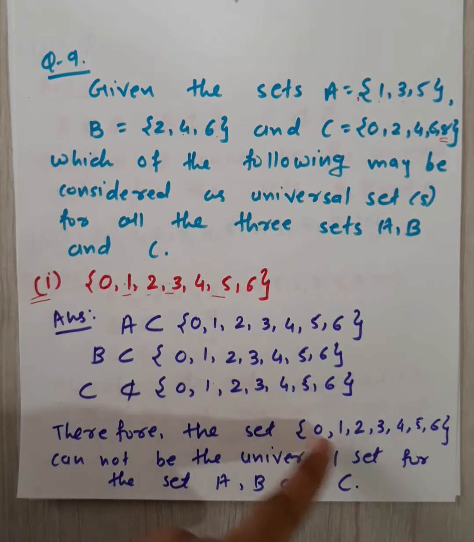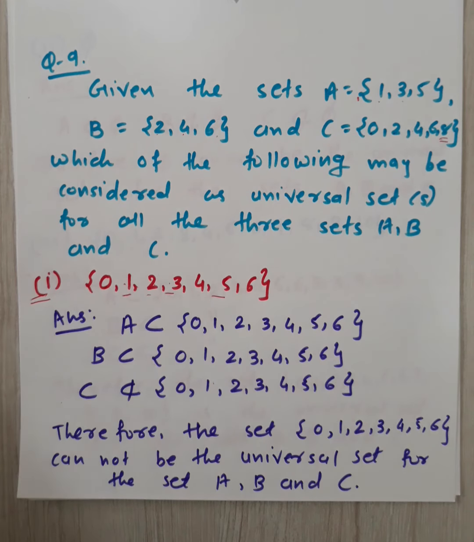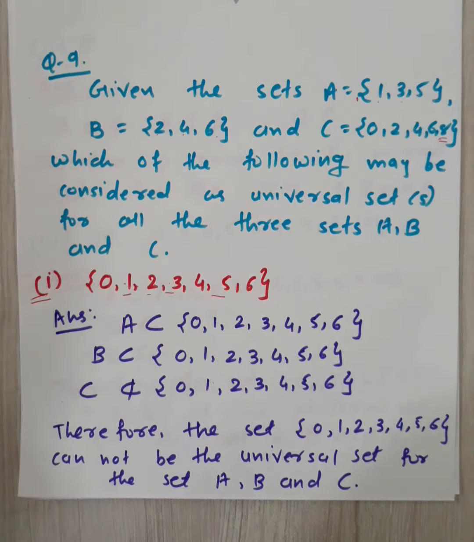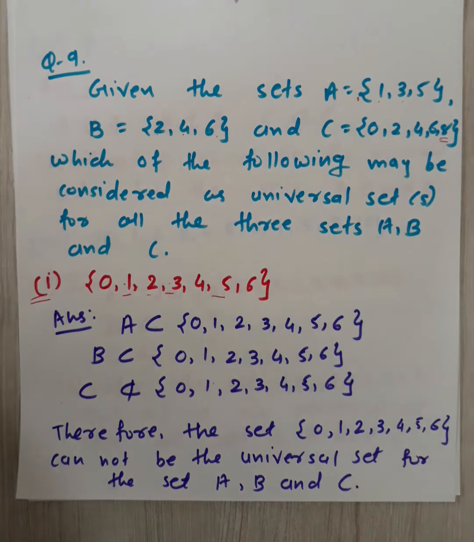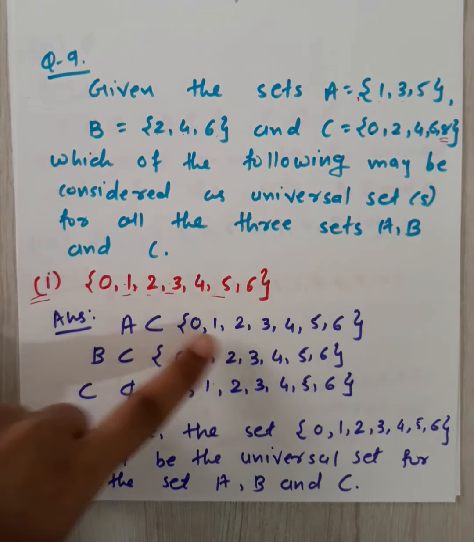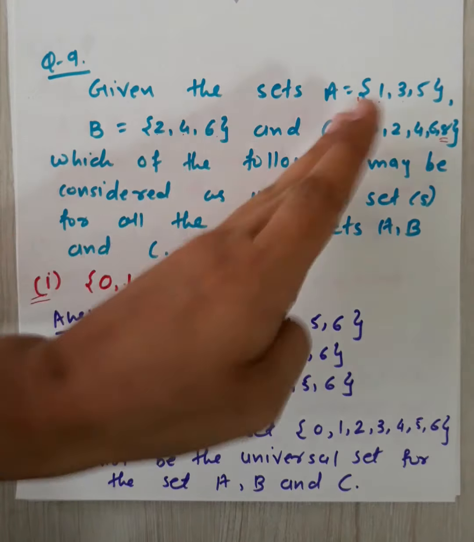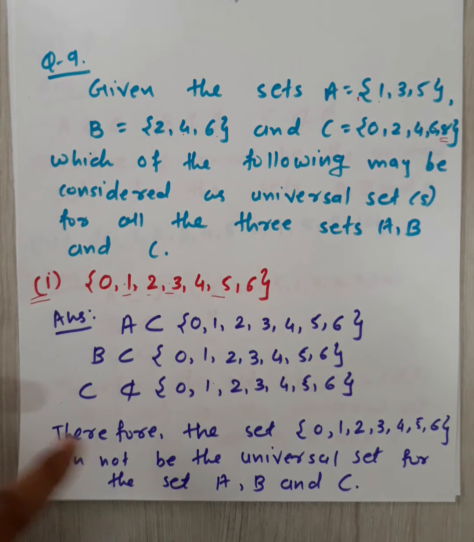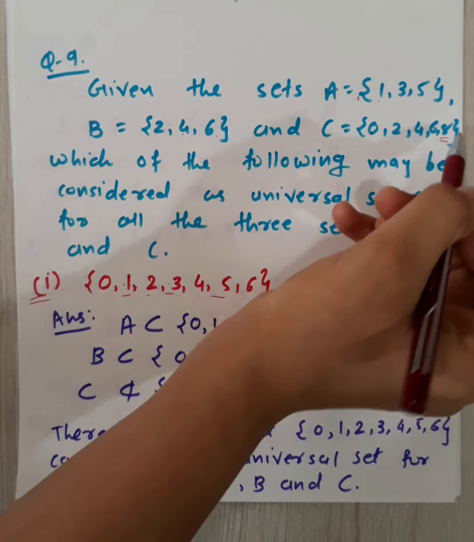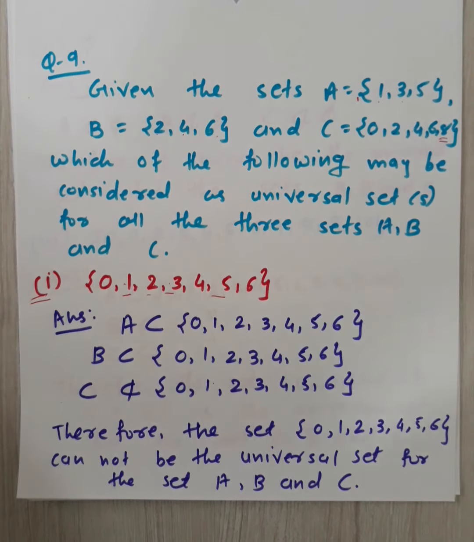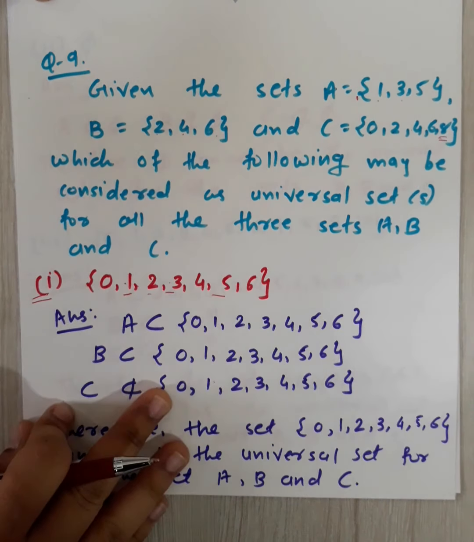Therefore, the set {0, 1, 2, 3, 4, 5, 6} cannot be the universal set for the sets A, B and C. Therefore, this particular set is not a universal set for these three, A, B and C, because C is not a subset of {0, 1, 2, 3, 4, 5, 6}. Why? Because 8 is there and here 8 is not there. That's why. I hope you understood the meaning of universal set.